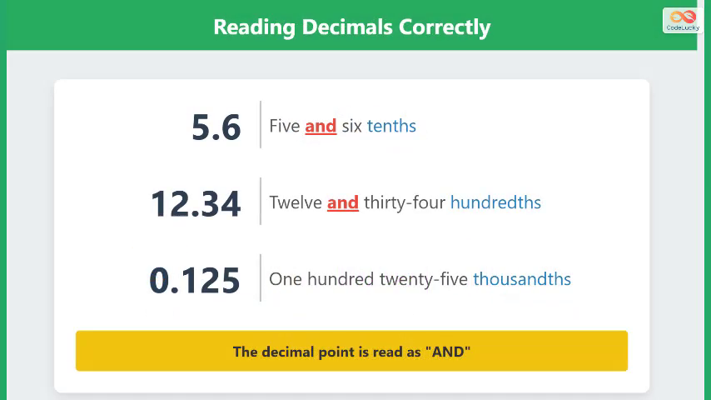There is a proper way to read decimals that helps avoid confusion. When you see the decimal point, say the word and. For example, read 5.6 as 5 and 6 tenths. Read 12.34 as 12 and 34 hundredths. The last word you say tells you the place value of the final digit.